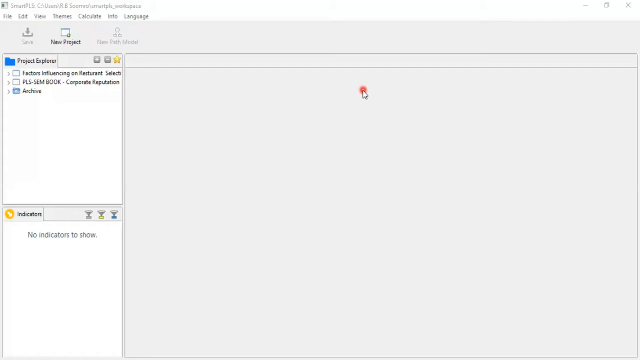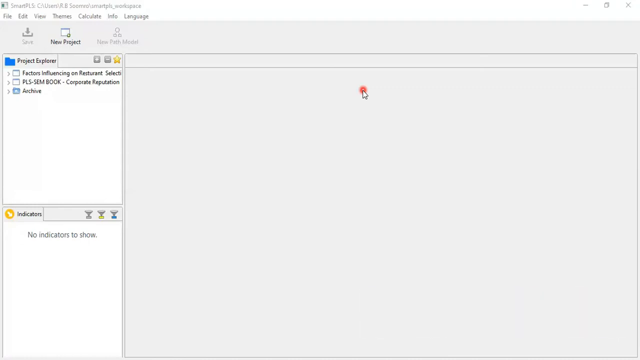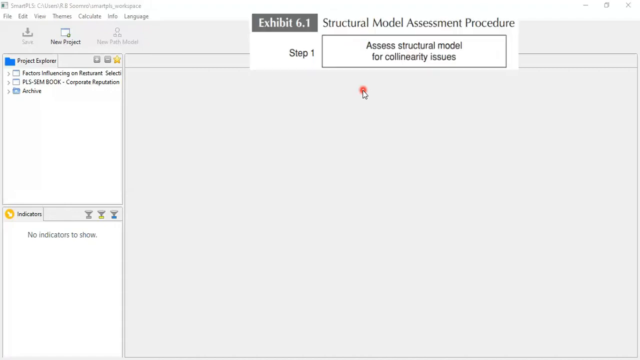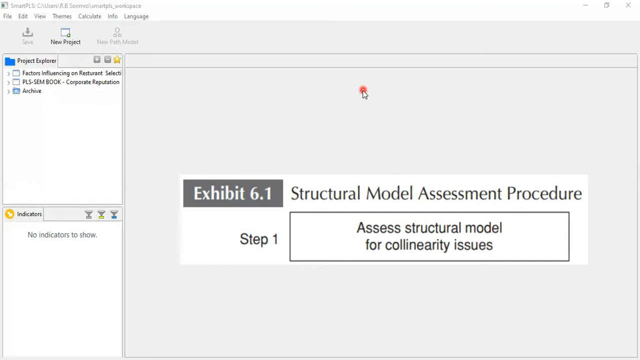Okay, and furthermore, I want to discuss that collinearity is a big issue. Whether you are working on the reflective or the formative measurement model, or even on the structural model, collinearity is again a big issue. That's why most of the time we are talking about collinearity. How do we check collinearity? To check collinearity, we have 2 tools: one is tolerance and the other is the VIF.